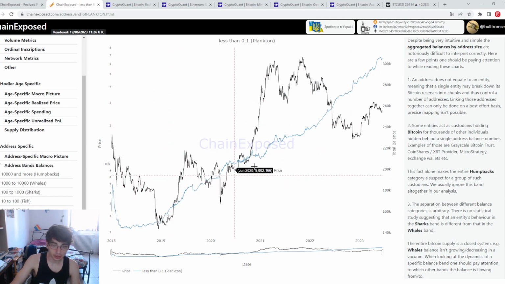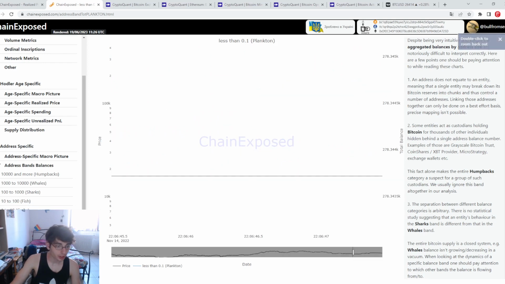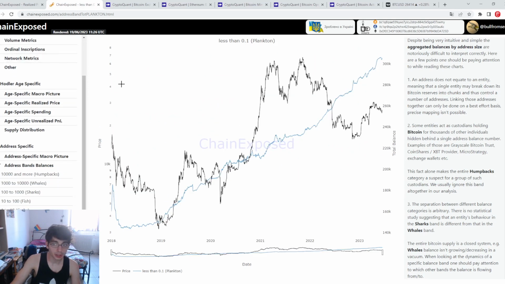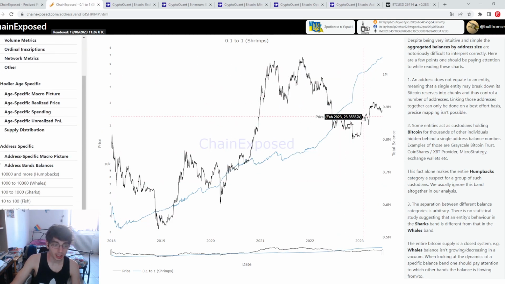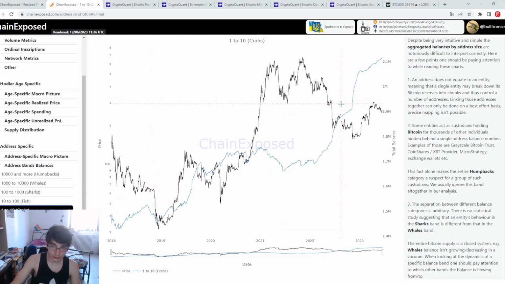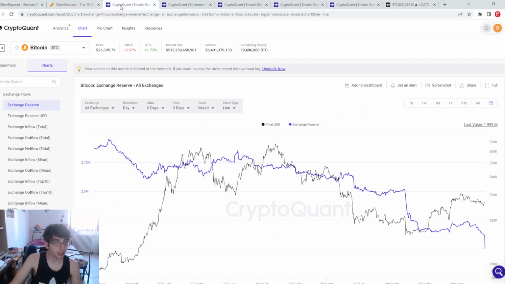Even the little categories of hodlers buy non-stop, but when they reach this bottom line right here, they start accumulating very much. Even the plankton, less than 0.1 Bitcoin, are accumulating much faster and getting into shrimps at the same time. Even here, shrimps to crabs, you see the velocity. So we know that we have accumulation at the bottom for the retail categories of hodlers.